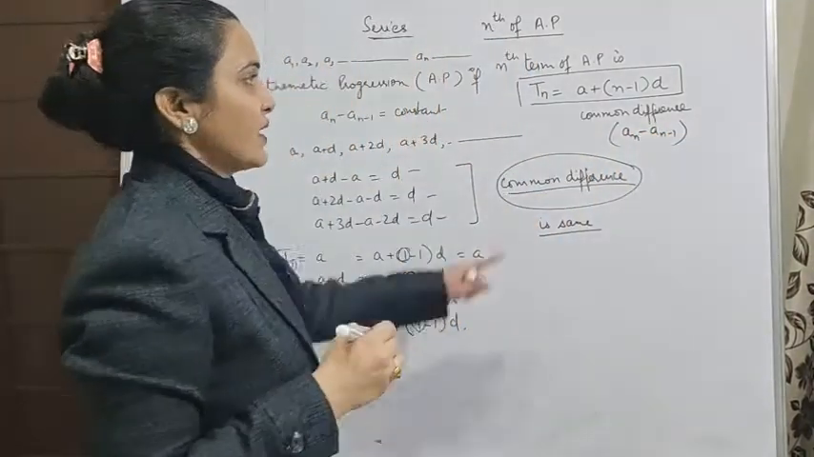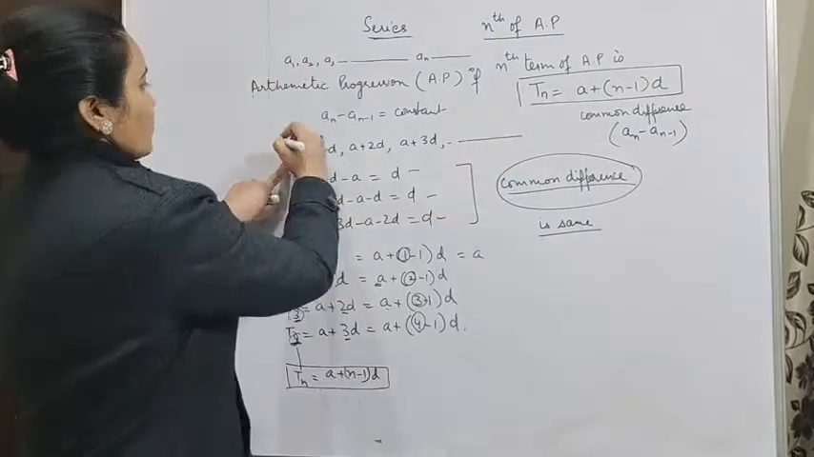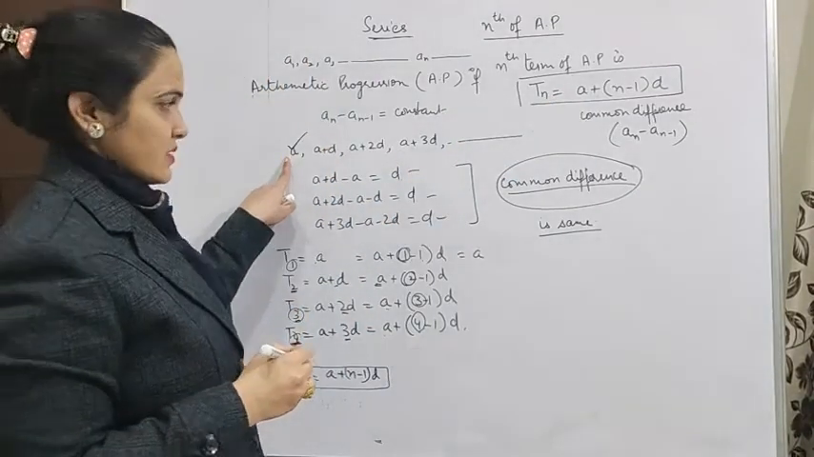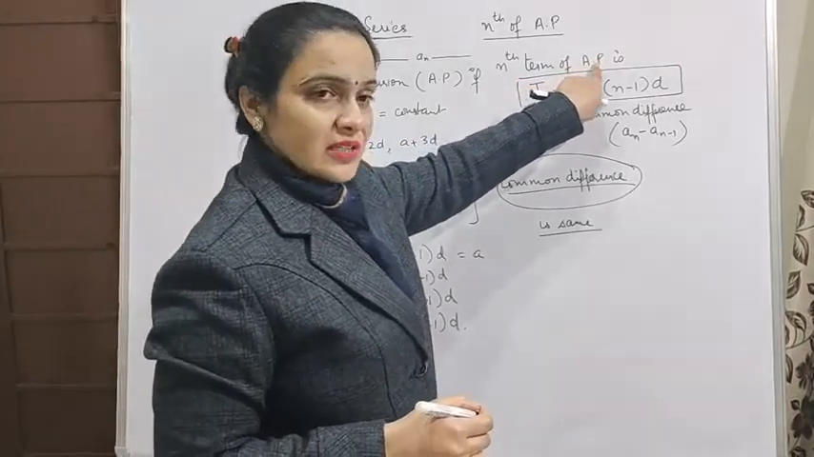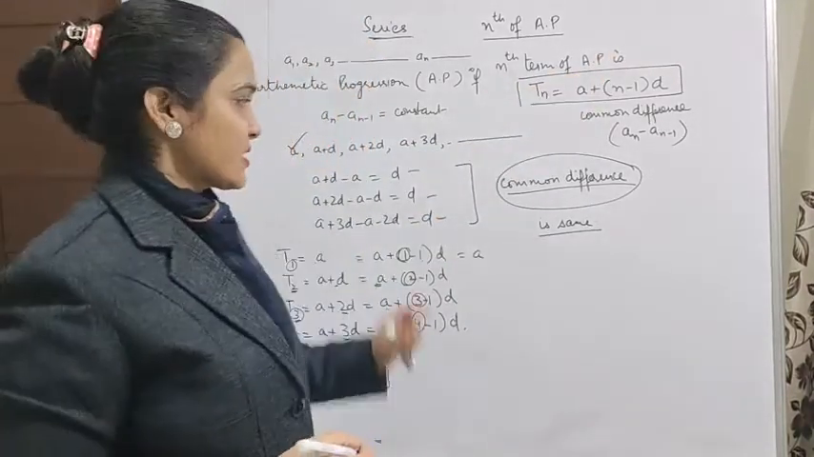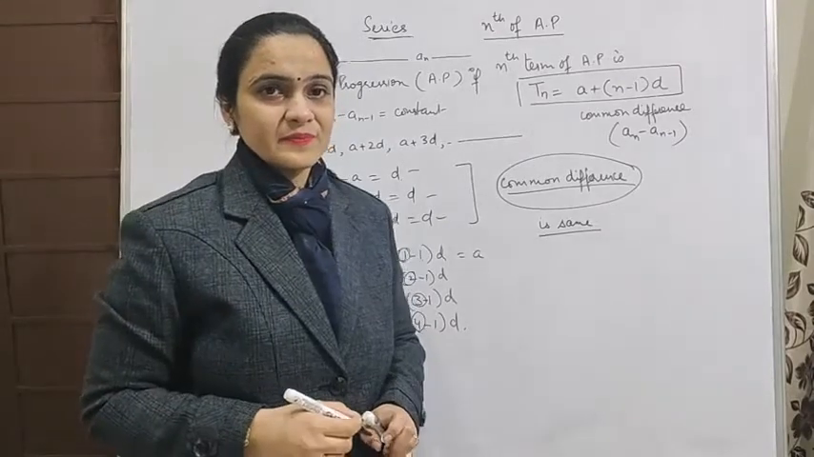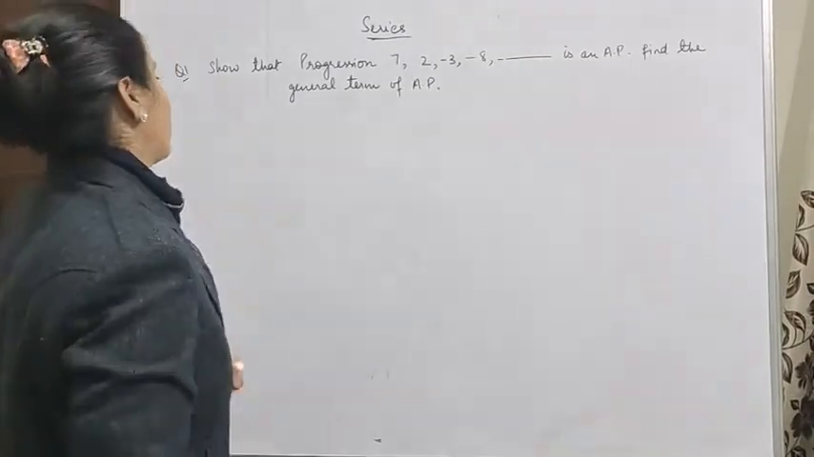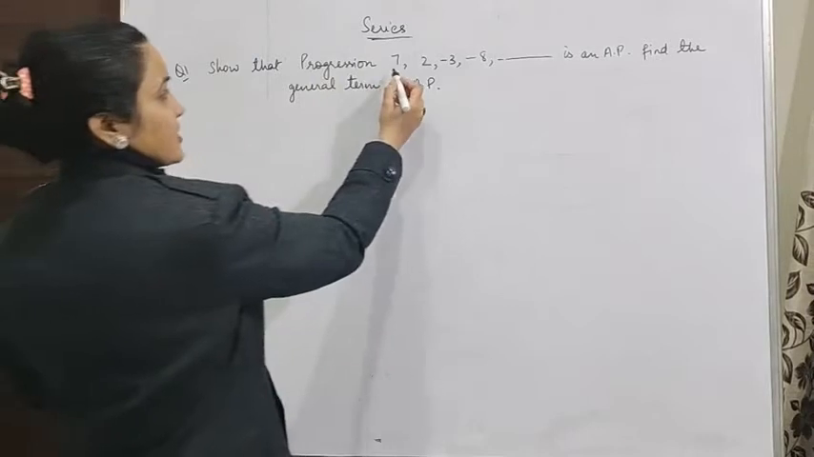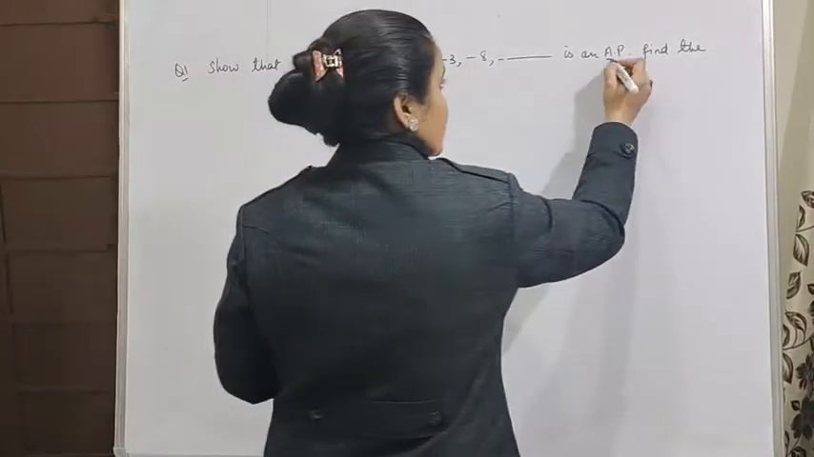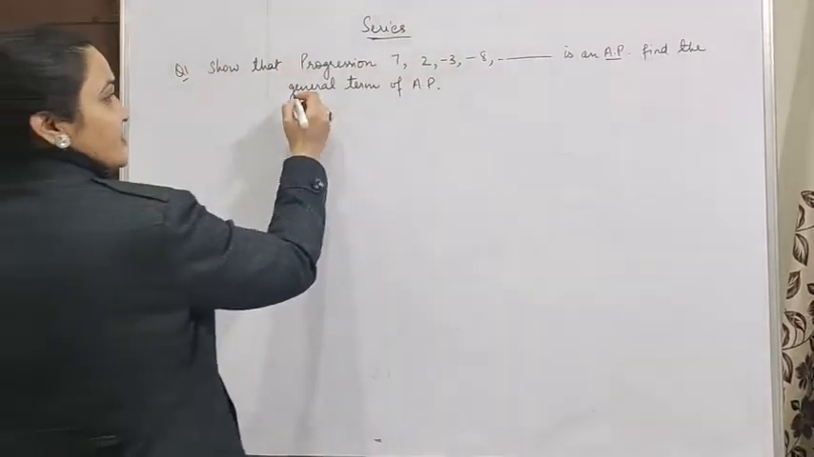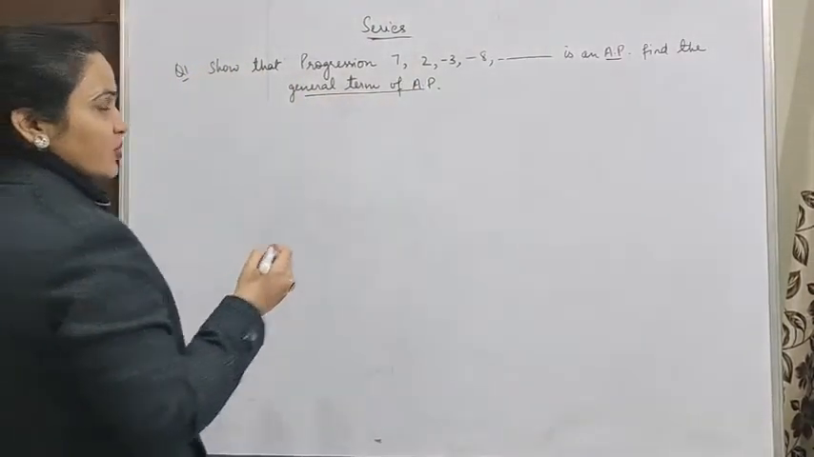Clear? And what is A? A is the first term of the sequence. So we have derived nth term of arithmetic progression. Let us do numerical on this. So show that progression 7, 2, minus 3, minus 8 is an arithmetic progression AP. Find the general term of a arithmetic progression.